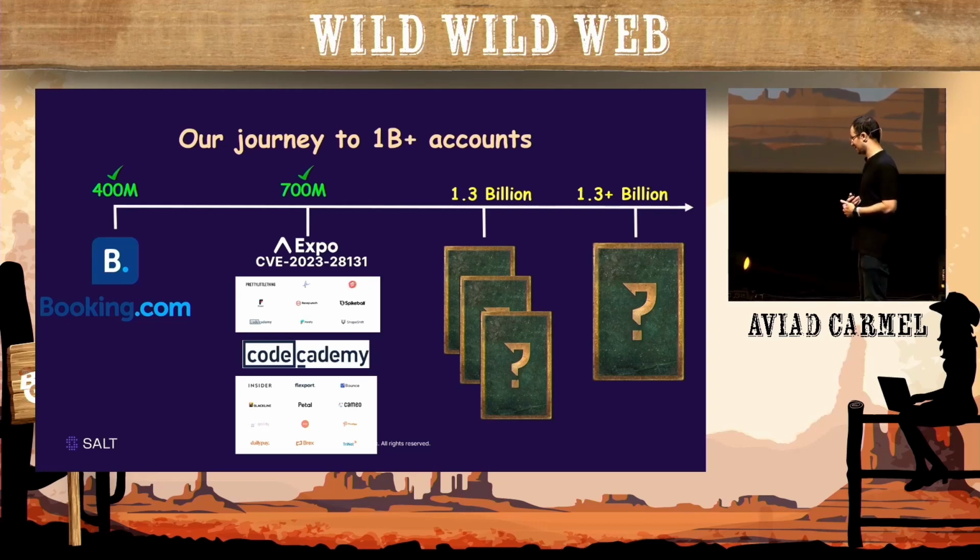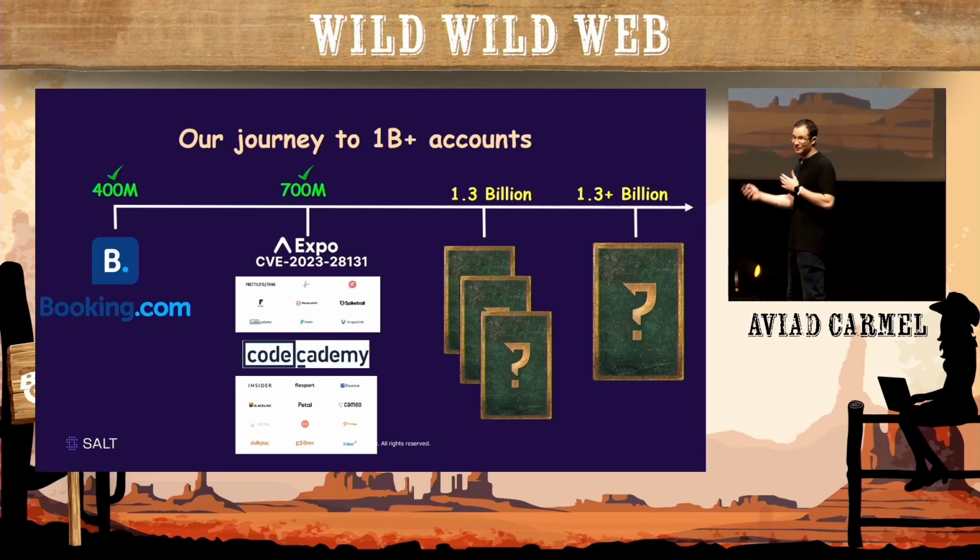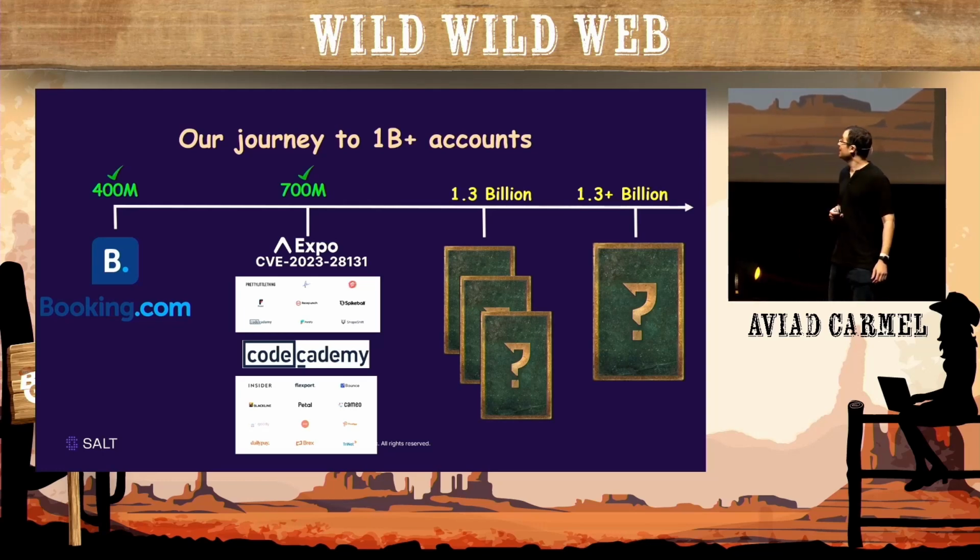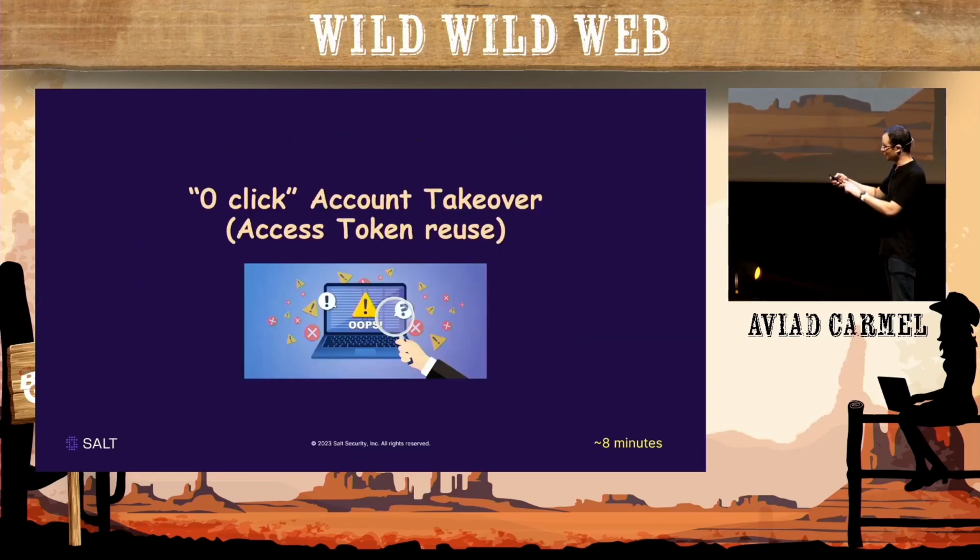Now, the next target is actually a method. It's not one target, it's several targets. So let's see it. It's going to be really insane. I call this attack a zero-click account takeover, or access token reuse.